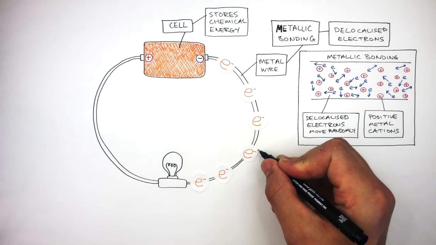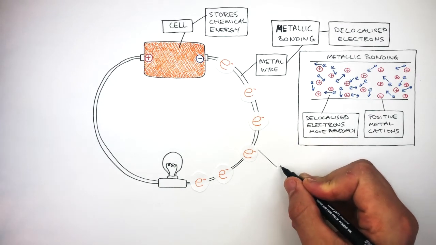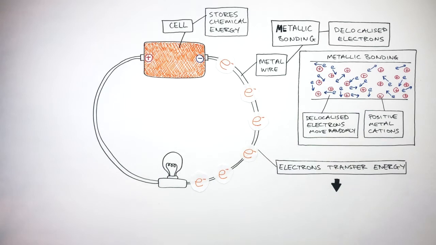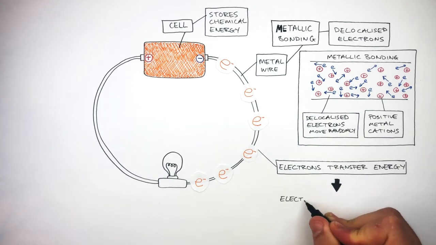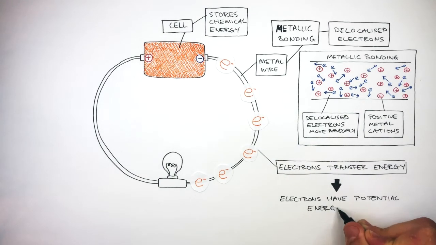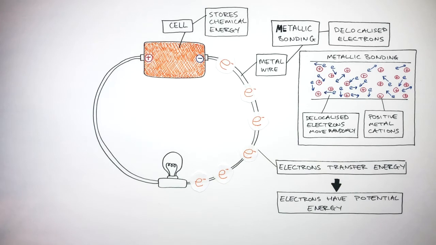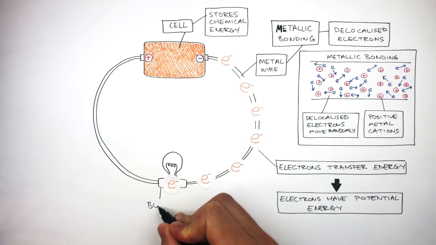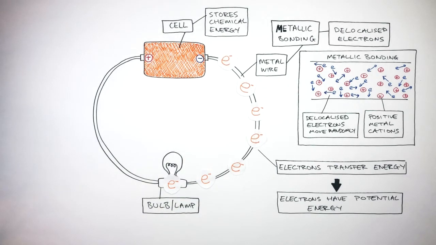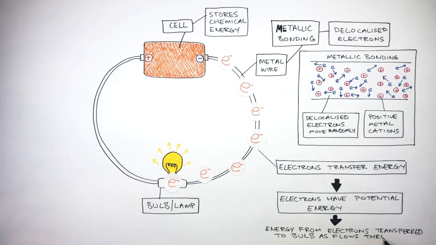These electrons have been drawn in orange to show how the electrons are transferring energy. We can say the electrons have potential energy, as they have the potential to make something work. When these electrons flow through the bulb or lamp, the electrical energy in the electrons is transferred to the bulb, which is given out as light energy and some heat energy. So energy from the electrons is transferred to the bulb as they flow through.